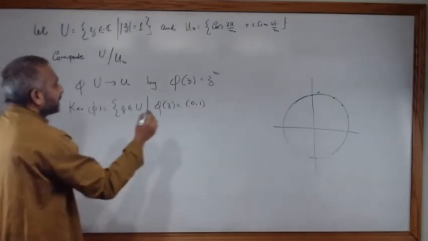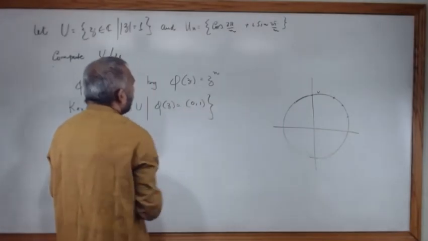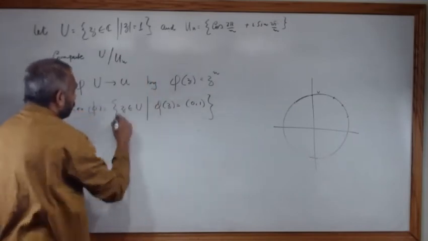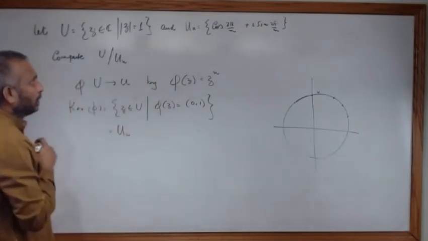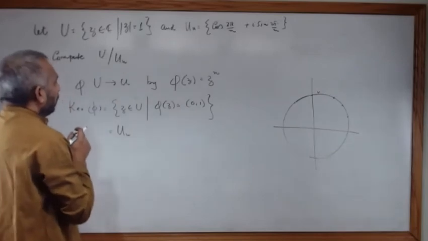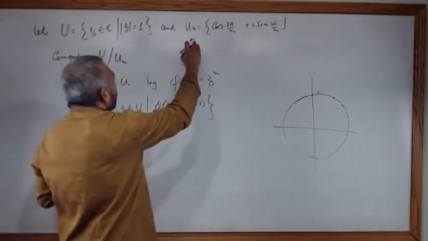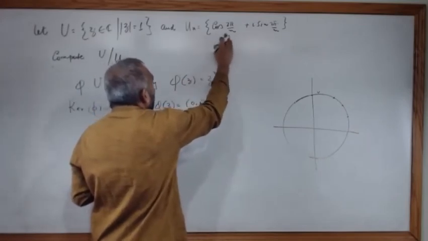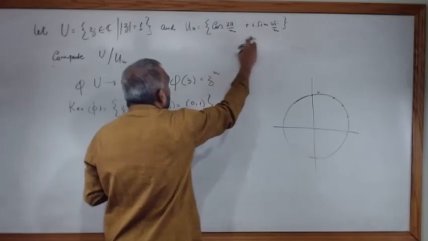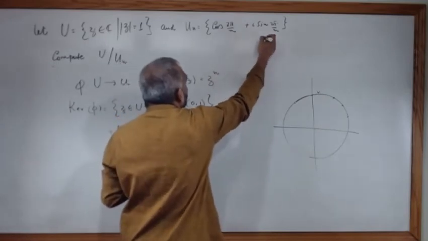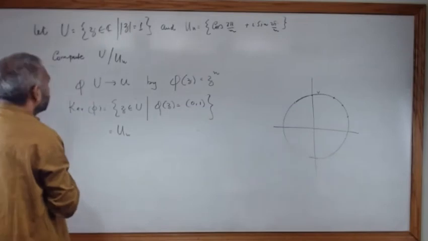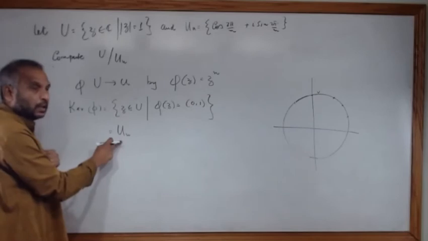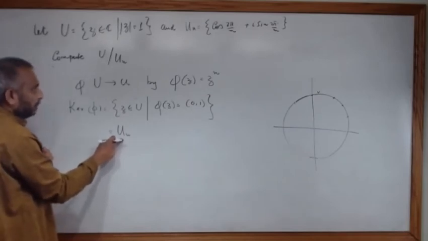Right? So this is actually going to be our Un. Because for every n, multiples of n, this will become zero. This is actually zero, this is one. So this is a homomorphism with kernel Un.